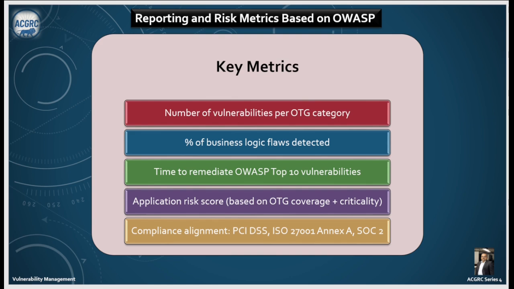In summary, reporting and metrics turn testing results into actionable insight. The OWASP testing guide helps security teams not only find issues but also explain them clearly, rate their risk, and track progress over time. It ensures that technical findings lead to business-aligned decisions. So, security becomes a measurable, managed process.